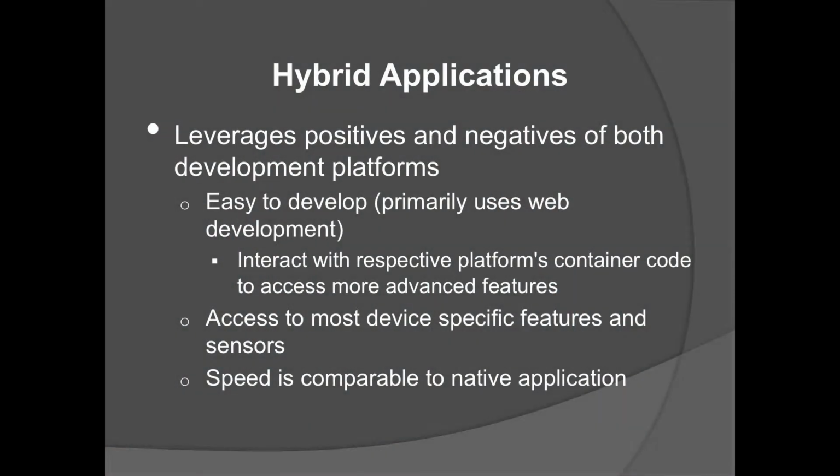So the final app is the hybrid application, otherwise known as a cross-platform app. The hybrid application leverages both the positives and negatives of the native app and the web app. So first, it's really easy to develop, primarily because it uses web languages. Second of all, there's a negative because in order to get more advanced features, you're going to have to interact with the respective platform's container code. You have access to most of the device's specific features and sensors, and the speed is comparable to that of a native application.